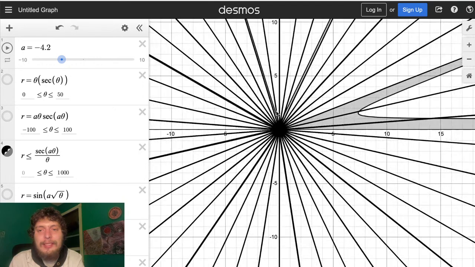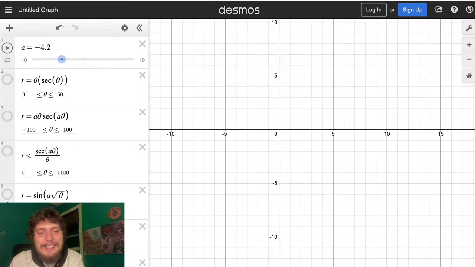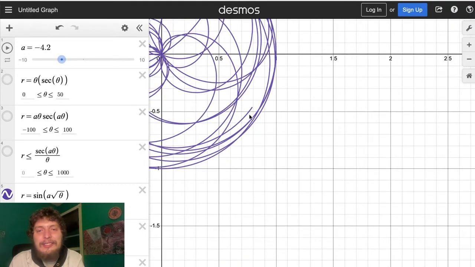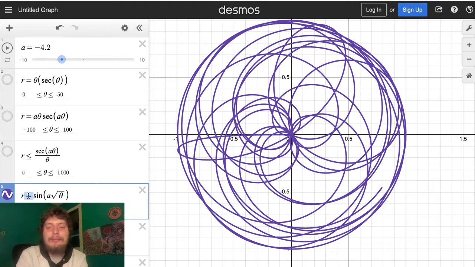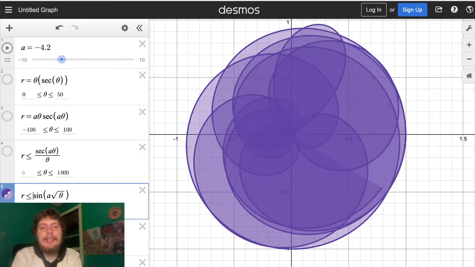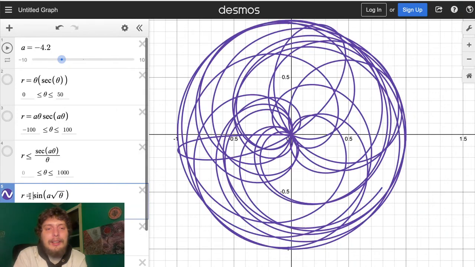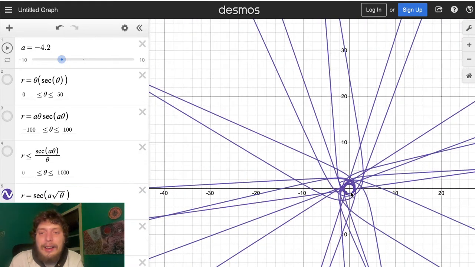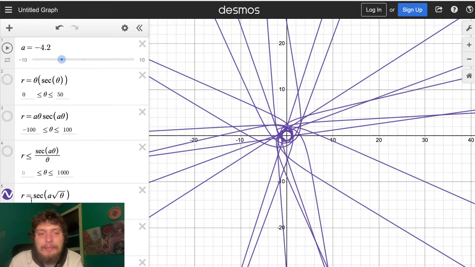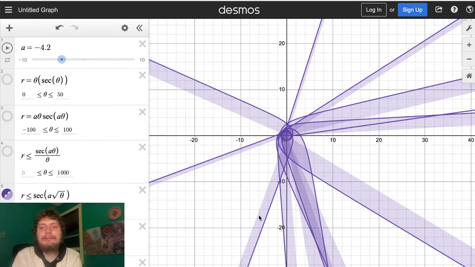Now, this one is sort of weird. It has a limited amount of space. What about this one? What happens if I turn this to a secant? Well, first, let's do inequality. There's the inequality form. Now, back to equals, but secanting it. Interesting. Now, what if I do the inequality there?